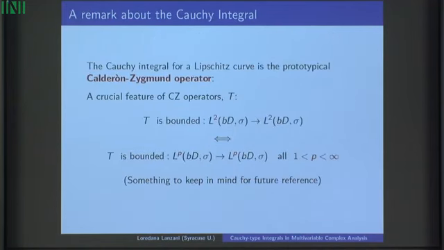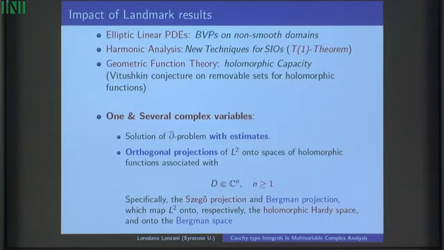Okay, so here is a remark to keep in mind for later. The Cauchy integral for a Lipschitz curve is the prototypical Calderon-Zygmund operator, for those among you who are familiar with this lingo. And a crucial feature of Calderon-Zygmund operators is that being bounded in L^p for p equal to 2 is equivalent to being bounded in L^p for p in the full range between 1 and infinity. That's a crucial feature of the Calderon-Zygmund operators.